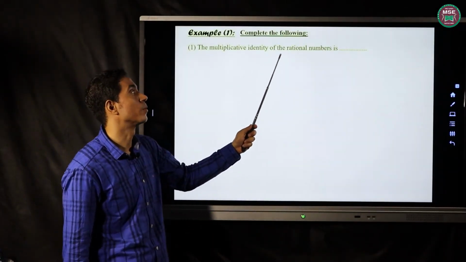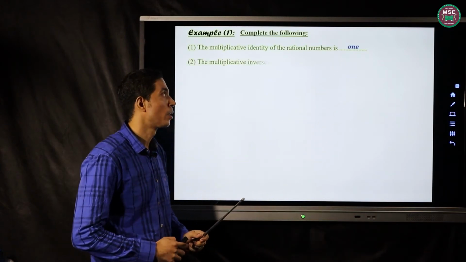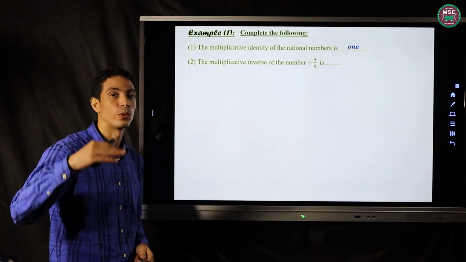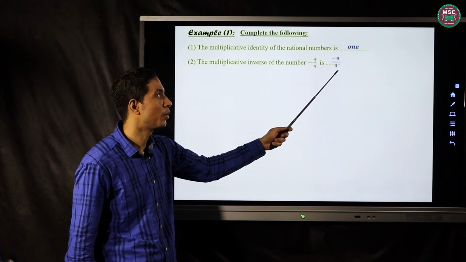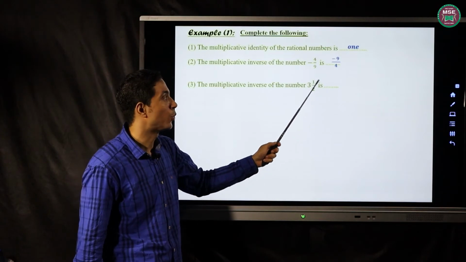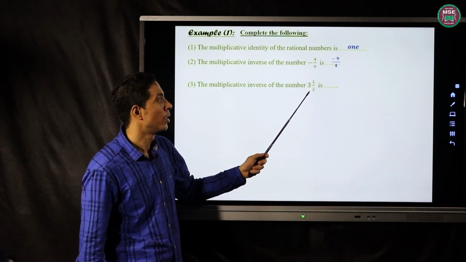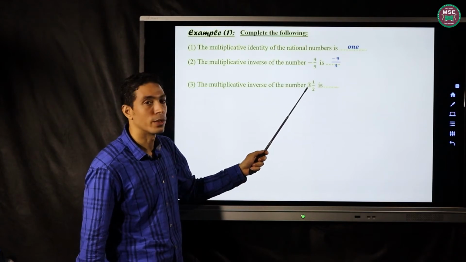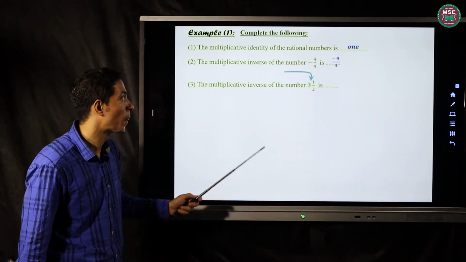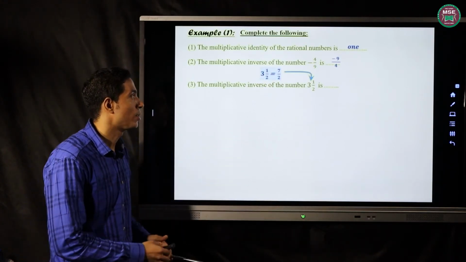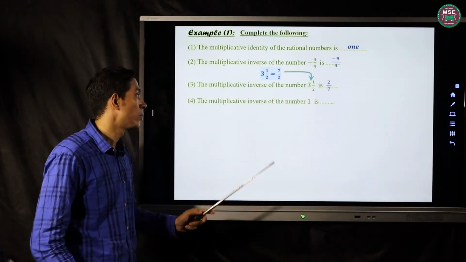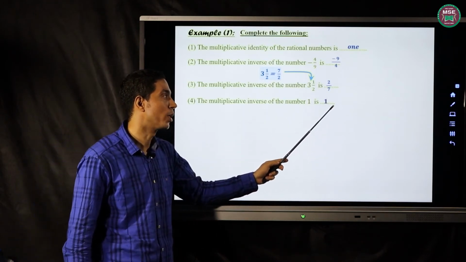1. The multiplicative identity of the rational numbers is 1. Number 2. The multiplicative inverse of the number negative 4/9: we swap the numerator with the denominator, and it will equal negative 9/4. The multiplicative inverse of the number 3 and 1/2: first we convert this mixed number to a fraction. 2 multiplied by 3 equals 6, 6 plus 1 equals 7, so it will equal 7/2. 3 and a half equals 7/2. The multiplicative inverse of 7/2 will equal 2/7. The multiplicative inverse of the number 1 is 1.